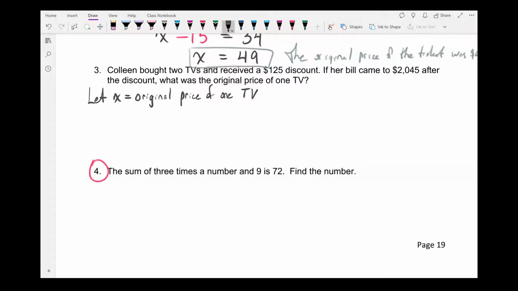Okay, that's the original price of one TV. So if that's the original price of one TV, we need to work everything out. By the end of this, we're going to get x, and that will be our answer. So she bought 2 TVs and received the discount.